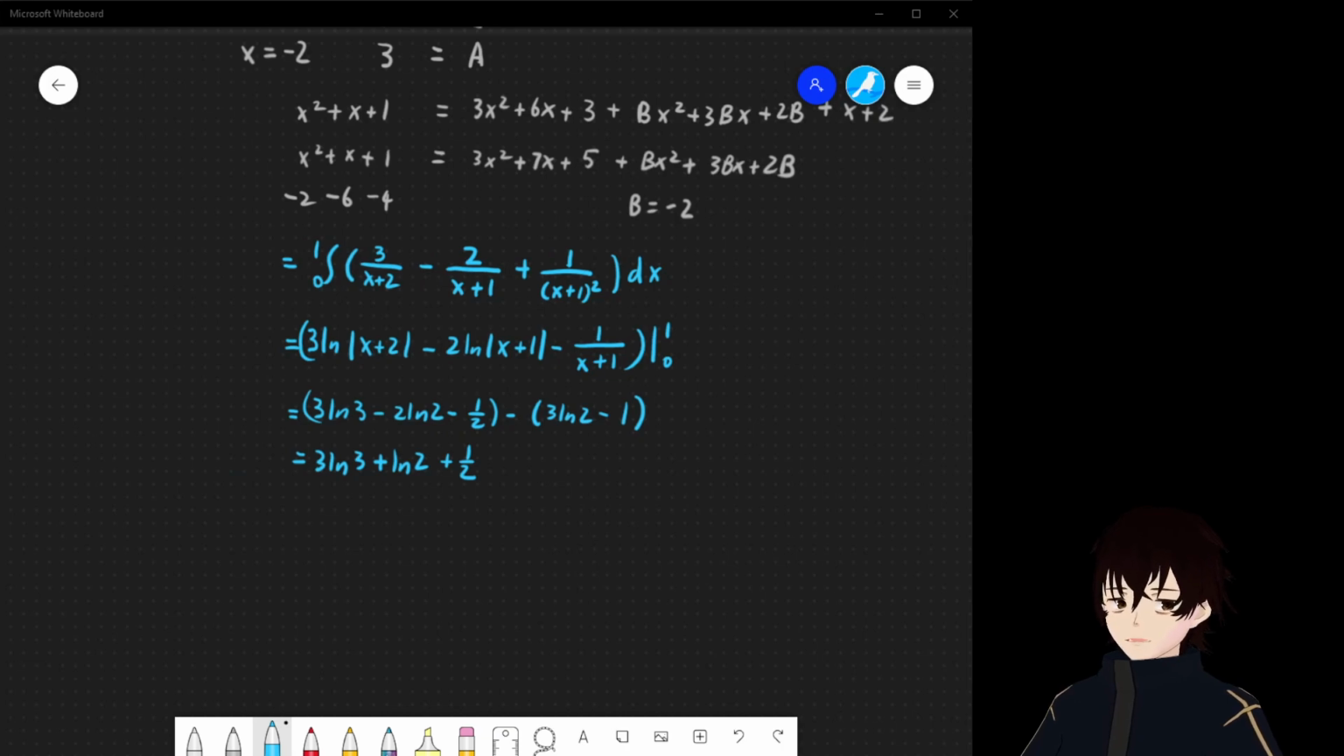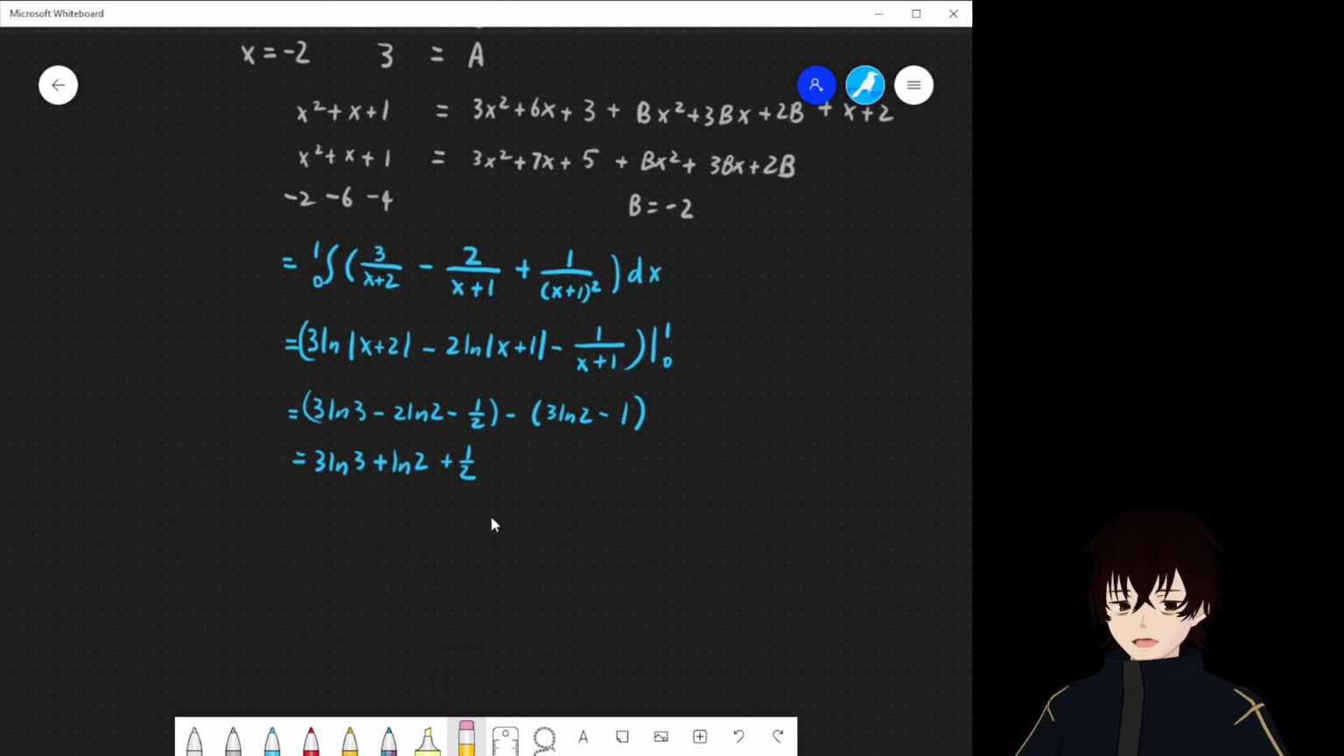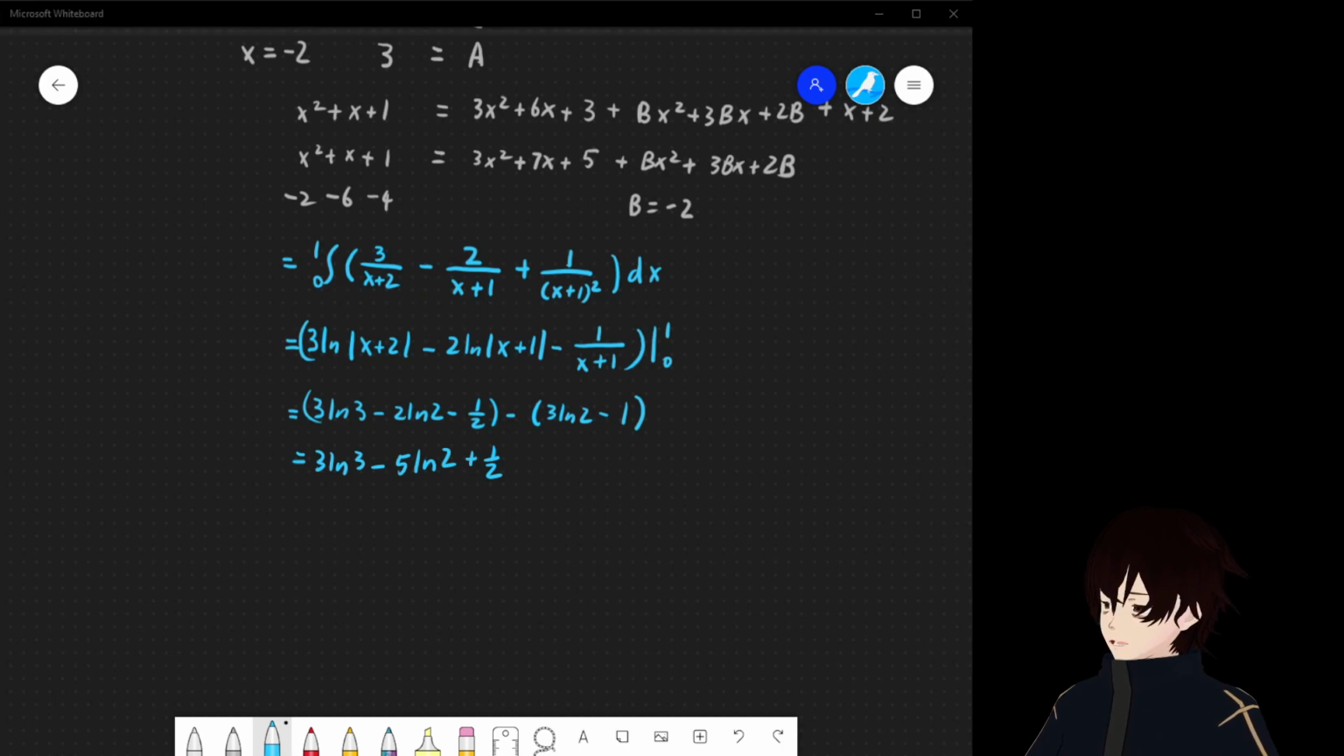Wait, no. I just realized I made a mistake. That's a negative, so that's minus 5 natural log 2 plus 1/2. And 19, where is it? 3 natural log 3 minus... That is also correct.